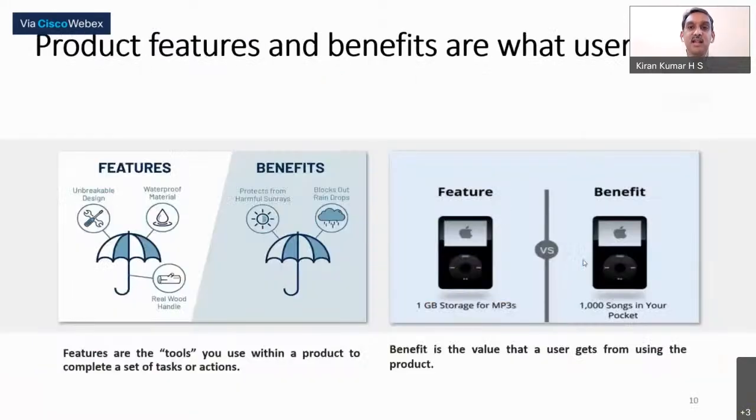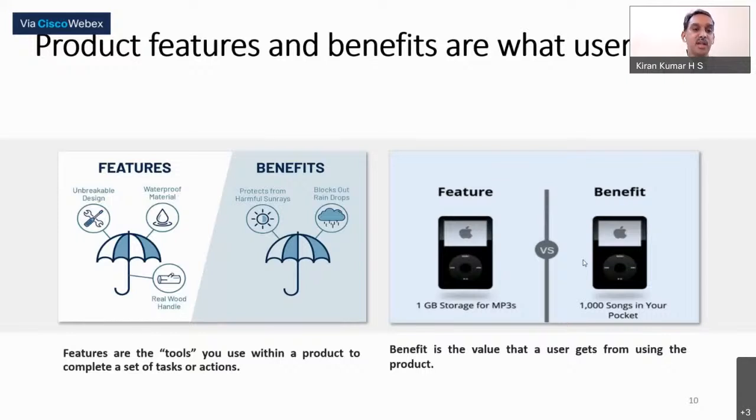And the second thing that matters to the users is the features and benefits. They may not really know how your product really works, but they really worry about the features and benefits. They give importance to these two factors. What are features? Let's take a little example. There are two examples on this slide.